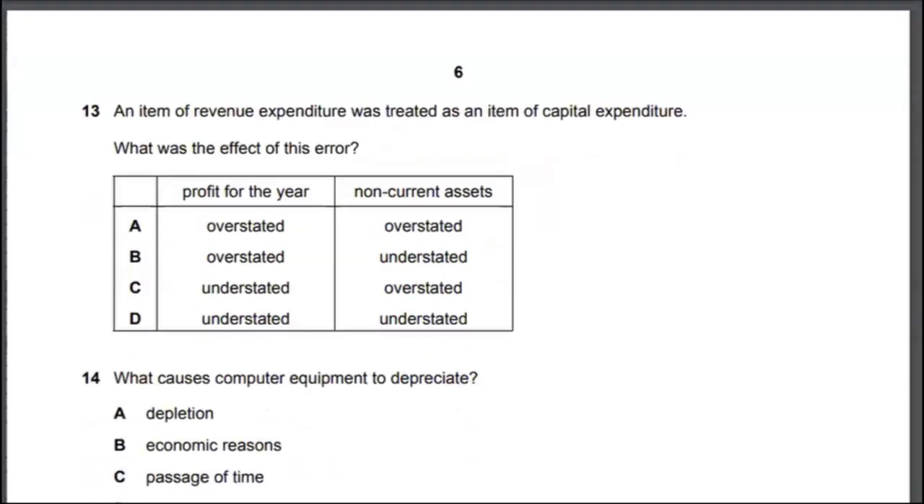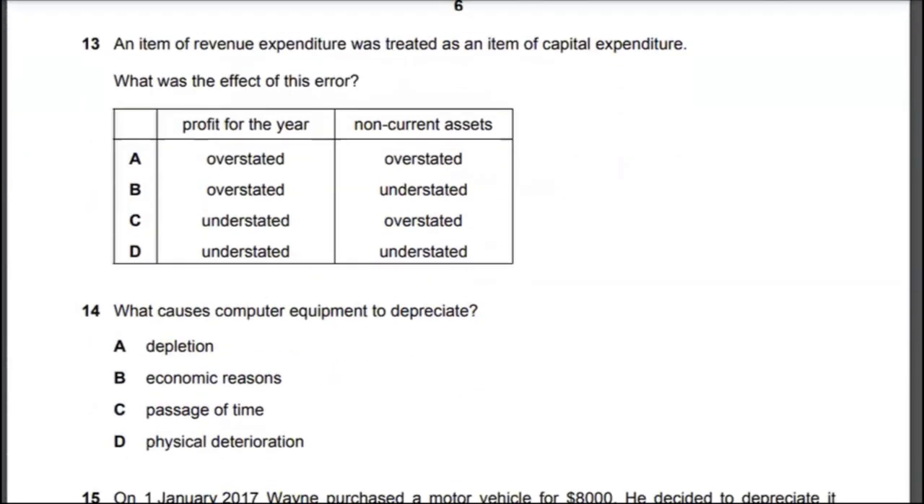Let's look at multiple choice 13. It is asking: an item of revenue expenditure was treated as an item of capital expenditure. So it has been misclassified, right? What was the effect of this error?